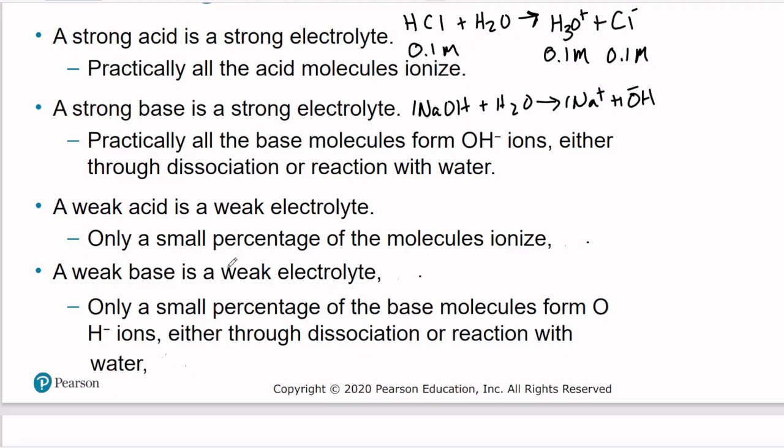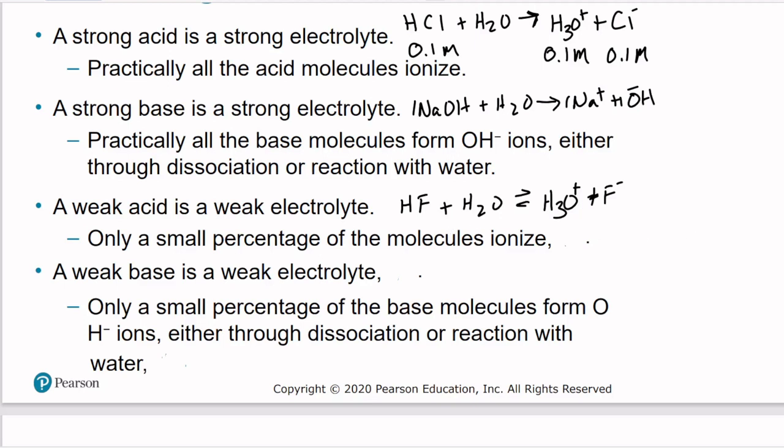But a weak acid is a weak electrolyte. We have that two-way arrow. So if we have something, for example, like HF, hydrofluoric acid, which is a weak acid, and you put that in water, it doesn't completely dissociate. We have this two-way arrow here where we have H3O+ and F-, and so we need to do something else to account for the concentration. We're going to talk about what that thing is.